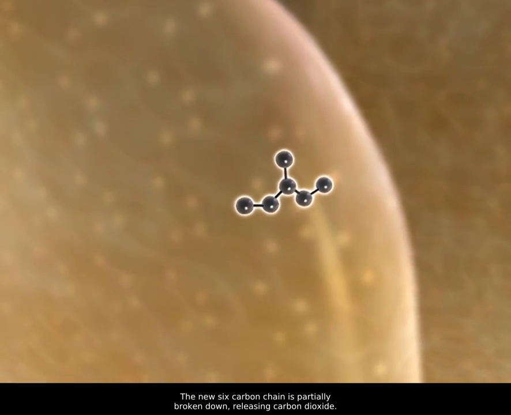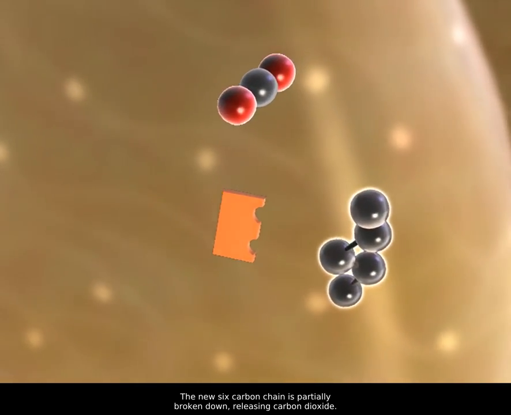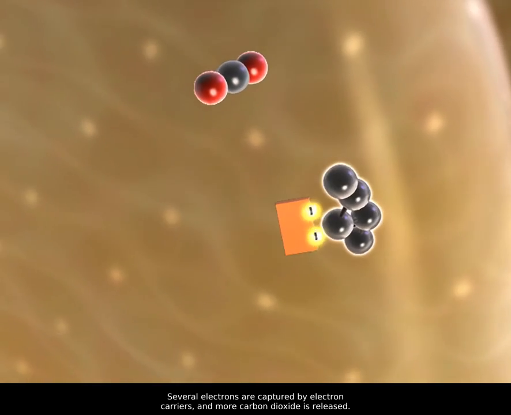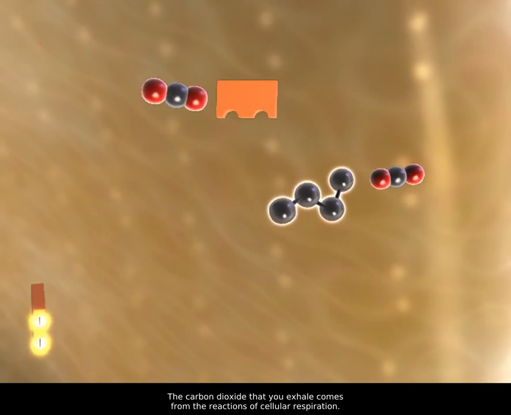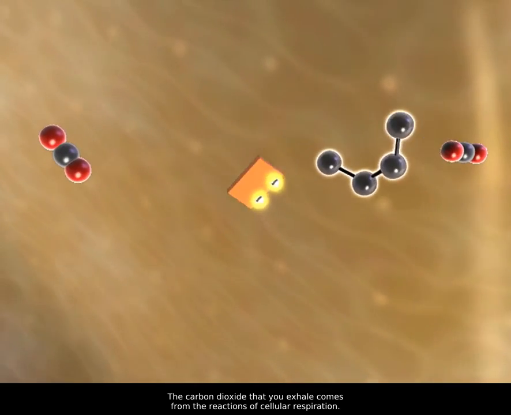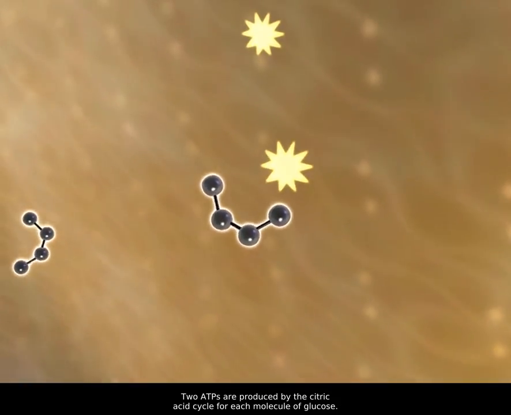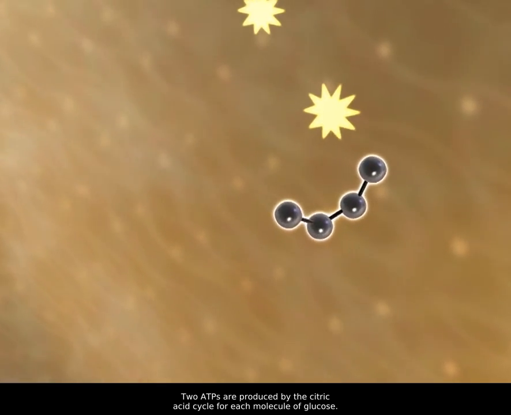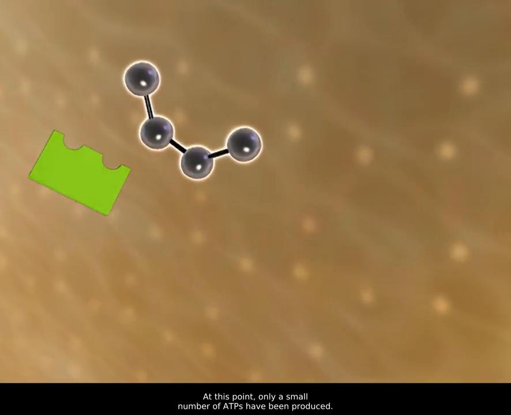The new 6-carbon chain is partially broken down, releasing carbon dioxide. Several electrons are captured by electron carriers, and more carbon dioxide is released. The carbon dioxide that you exhale comes from the reactions of cellular respiration. 2 ATPs are produced by the citric acid cycle for each molecule of glucose. At this point, only a small number of ATPs have been produced.